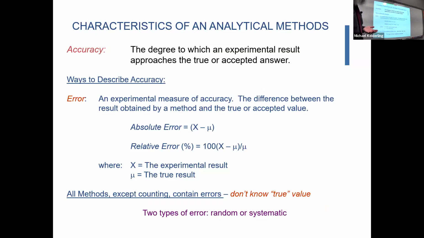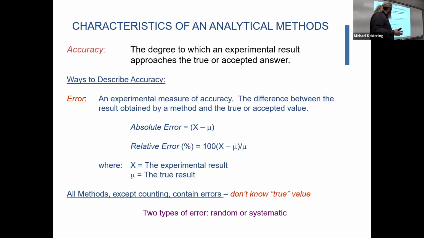Well, one of the important things to understand is the accuracy, the degree to which an experimental result will approach the true or accepted answer. And we can measure that with the error. This is the difference between the result obtained by a method and the true or accepted value. The absolute error is the result obtained minus the accepted value. The relative error is the result obtained minus the accepted value divided by the accepted value times 100 to make it a percent.